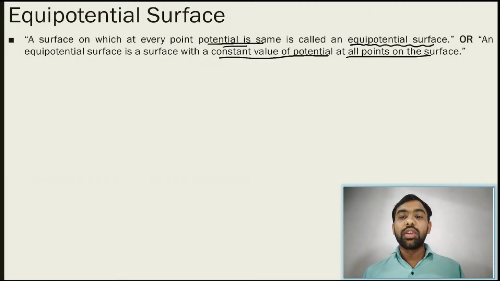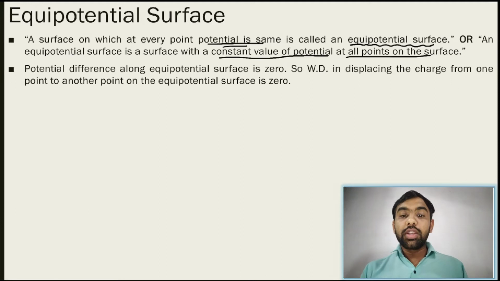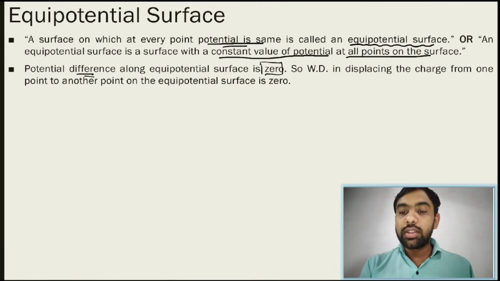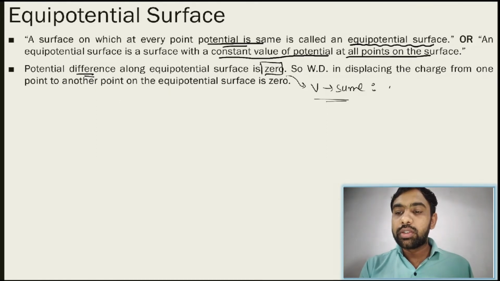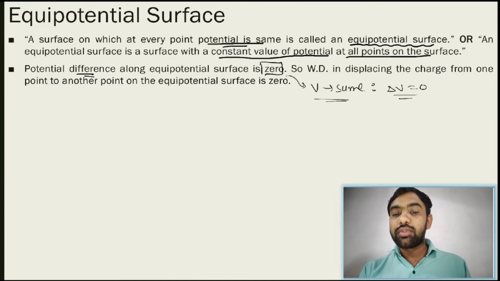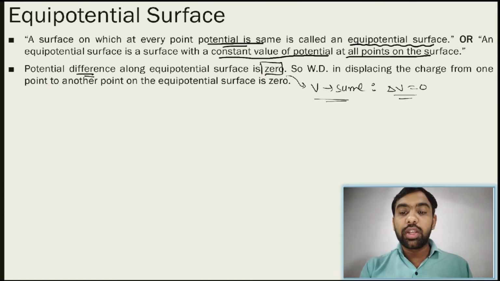Okay, let's come back to the theory. So this type of surface is called an equipotential surface. Now consider the potential difference along the equipotential surface. What is it? 0. Why? Va = Vb = Vc, so difference is 0. If V is same, it means delta V is equal to 0. So potential difference is 0. So work done to displace the charge from one point to another point on the equipotential surface is also 0. Why? Because W = Q delta V.